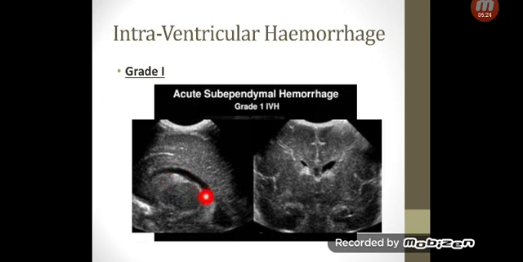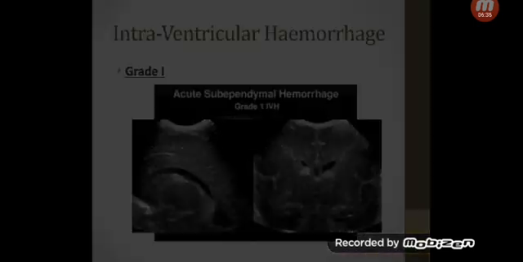It's not connected to the choroid plexus. It's really pronounced. So this is how you know. This is how you go with your scanning. So this is a grade 1 subepidermal hemorrhage.